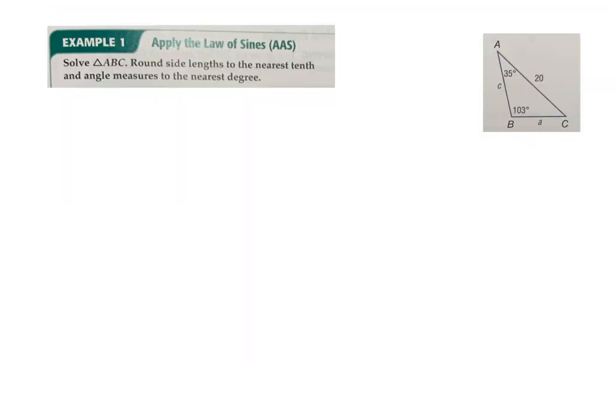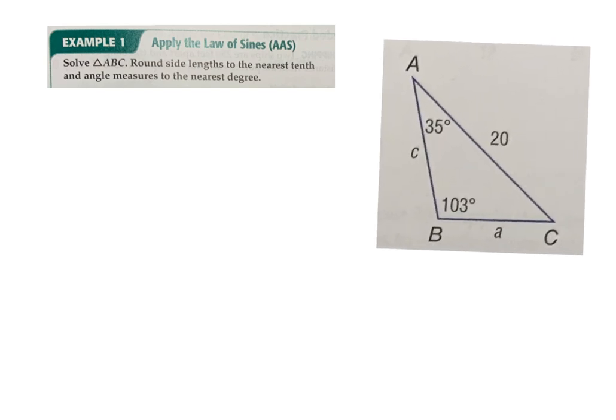Look at example 1. All right, they have given us this triangle here, triangle ABC. They want us to solve it. What does solve mean? Give me the angle measures and the side lengths of the ones I don't have. So when I solve a triangle, I write all of them out. So I write the measure of angle A. They gave me that. The measure of angle B, they gave me that. The measure of angle C, I need to solve for.